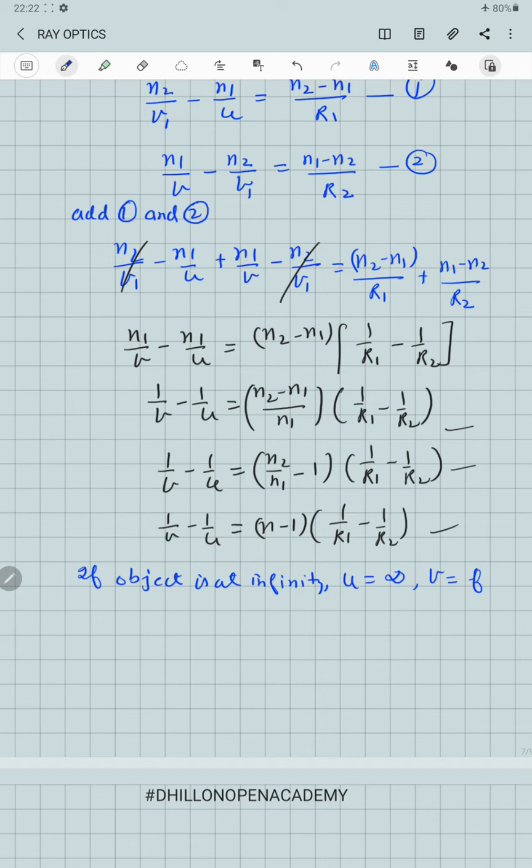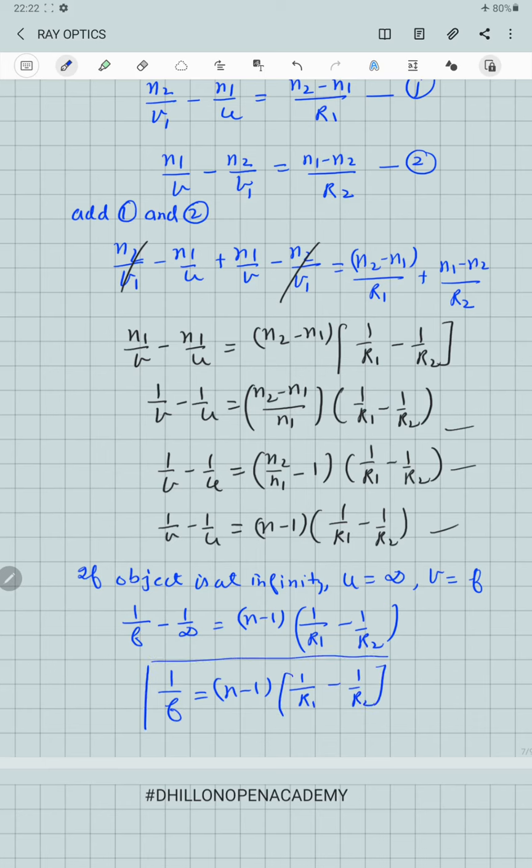So if we use these values of u and v in the above equation, we will have 1 by f minus 1 over infinity equal to n minus 1 into 1 over r1 minus 1 over r2, or 1 by f is equal to n minus 1 into 1 over r1 minus 1 over r2. So this is the required lens maker's formula, which is connecting the focal length of the lens with the radii of curvature of two surfaces r1, r2 with the refractive index of the material of the lens.